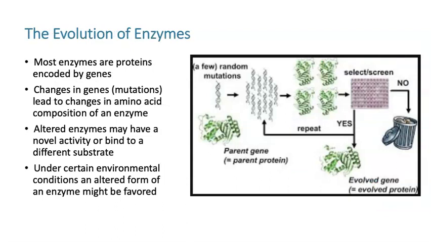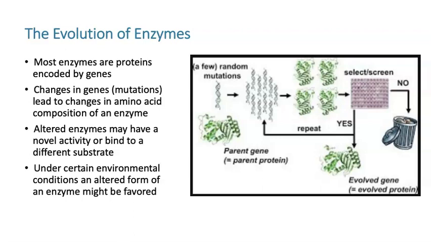Enzymes evolved from other proteins back in the day. Some enzymes are very similar in many different organisms, from bacteria to us. So enzymes are coded for by DNA, and specifically genes, which are small subsets of DNA that code for proteins. Any change or mutation that leads to a change in the amino acid sequence of an enzyme will affect that enzyme. Altered enzymes might have new activity.